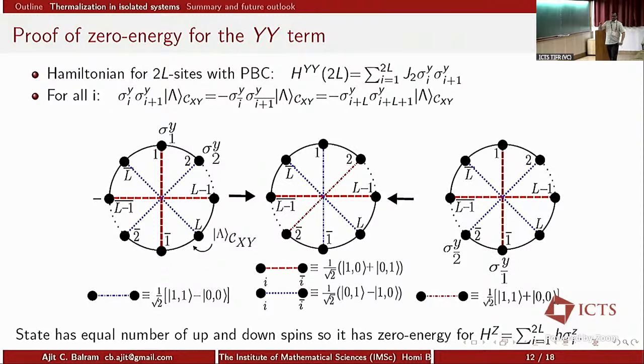So now you can repeat this argument over all the bonds. Every antipodal bond action on every antipodal pair gets cancelled out, and that's why this has exactly zero energy. And of course, for the last term, sigma z, it's obvious that this has zero energy because it has an equal number of ups and downs. Okay, so that's the main crux of the argument.